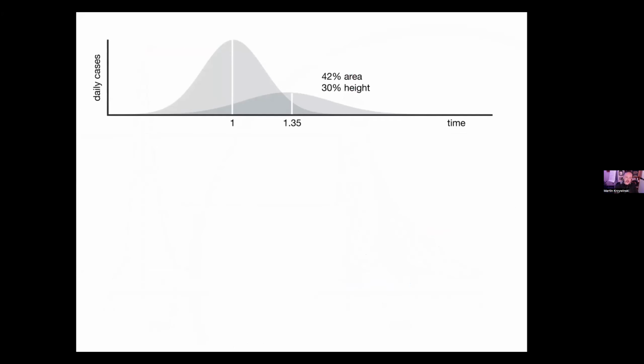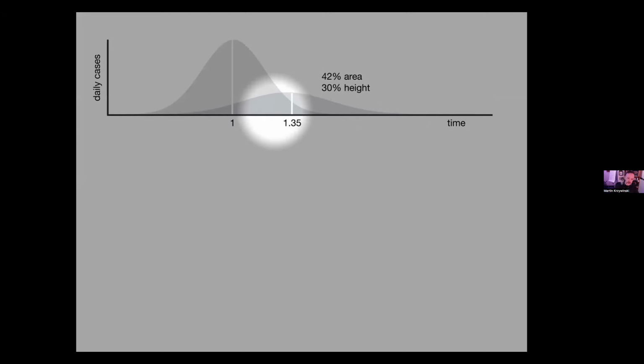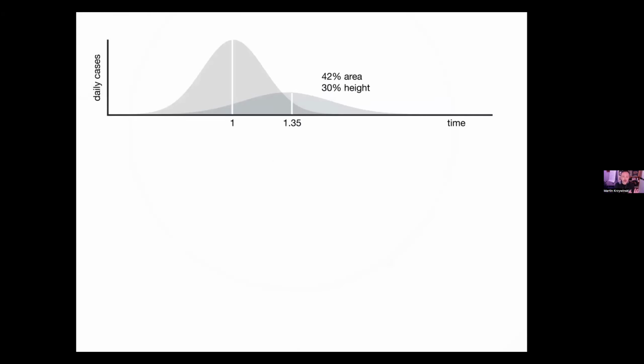And so let's look at that original graphic. I looked at it carefully and I discovered that this second peak, what they call community mitigation, has 42% of the area and 30% of the height of the original peak. And if the original peak is at time 1, it's at time 1.35. So the implication is, if we do our job, we can delay this peak to 1.35 times into the future. Okay, so we buy ourselves some time. And we lower the peak height by 30%, and we have 42% of the cases.